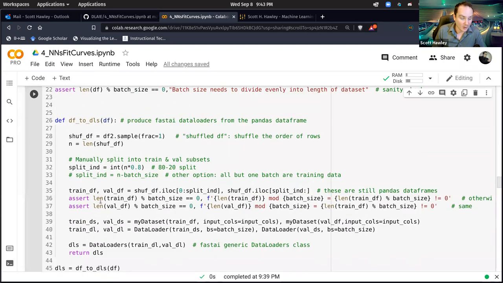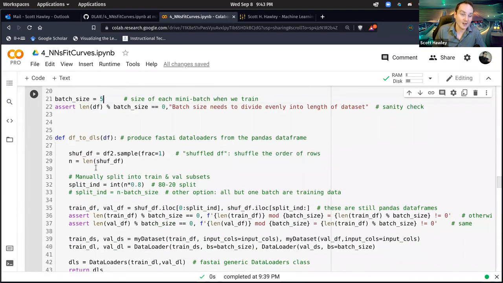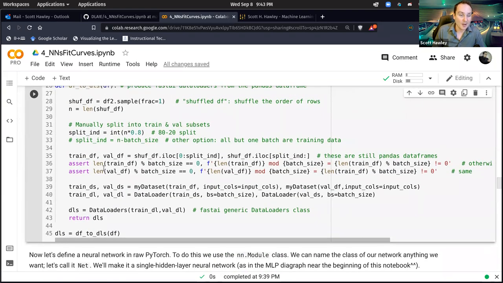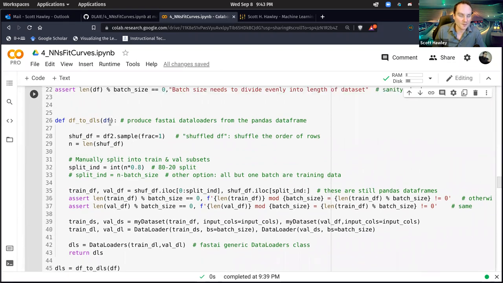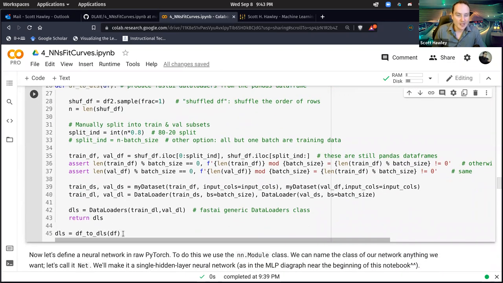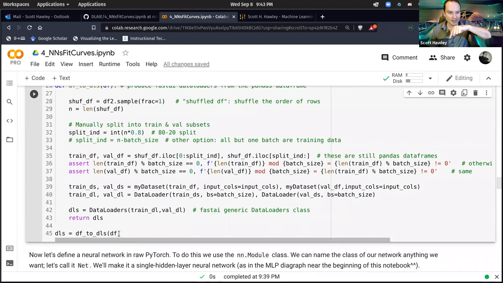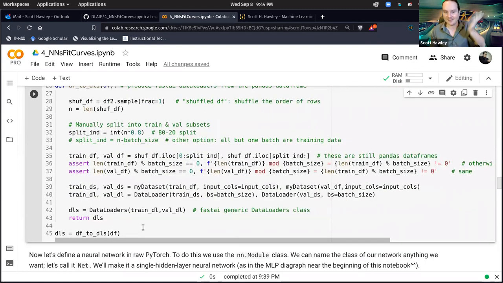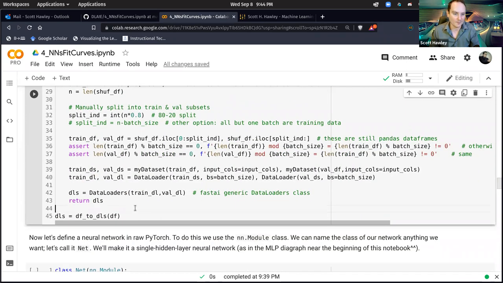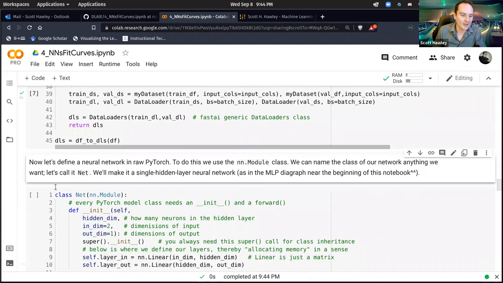We could have hard coded all of this into just this cell of the notebook, but I've really gotten to the point of doing everything where I define a function and then call the function, because that way later on, if I want to redo this, I don't have to type all this stuff over again. I can just pass a new data frame into DF to DLS. This code is already there. So anyway, shift enter, yay, and now we've got our data loaders.